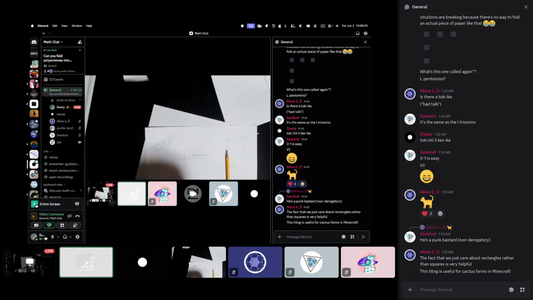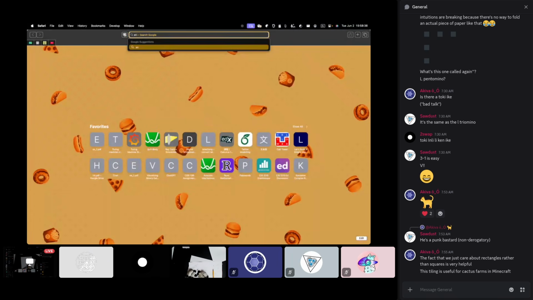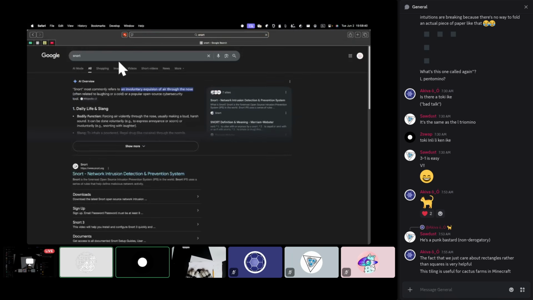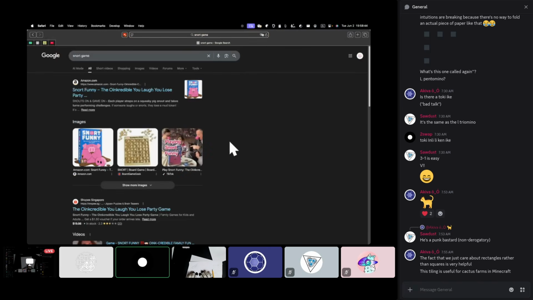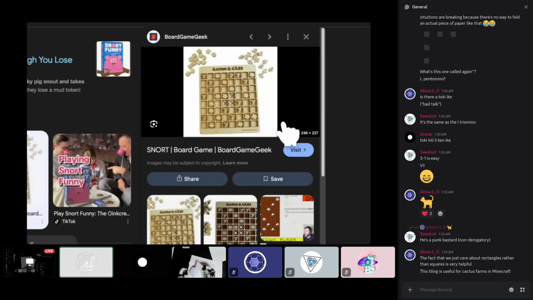This tiling is useful for cactus farms in Minecraft, so true. I mean, I don't play survival at all, but I know that it's a thing. Yeah. It's also useful for playing Snort. Okay, I have to search what that is. I'm gonna give a talk on the game not too long from now. Snort game. It's the second one in the pictures there. Second one. Okay, what is it?